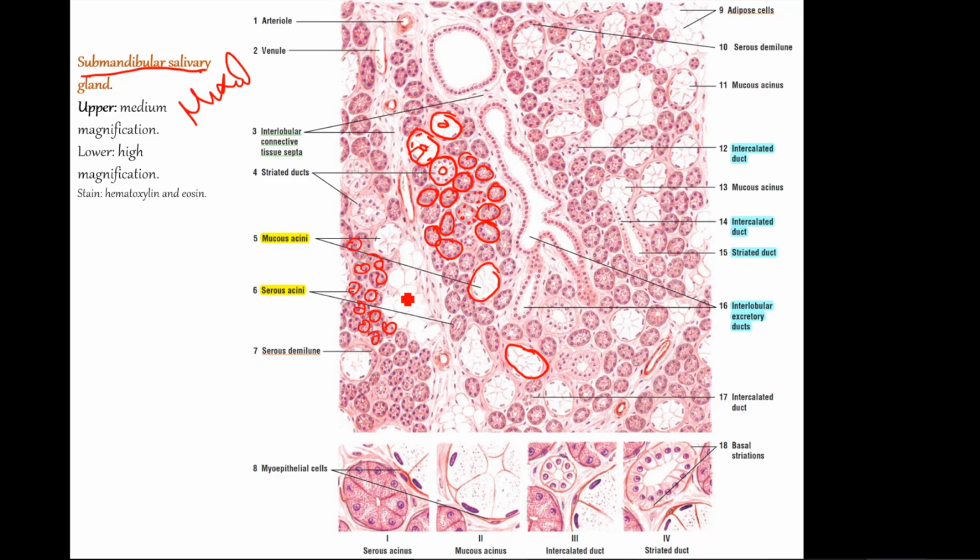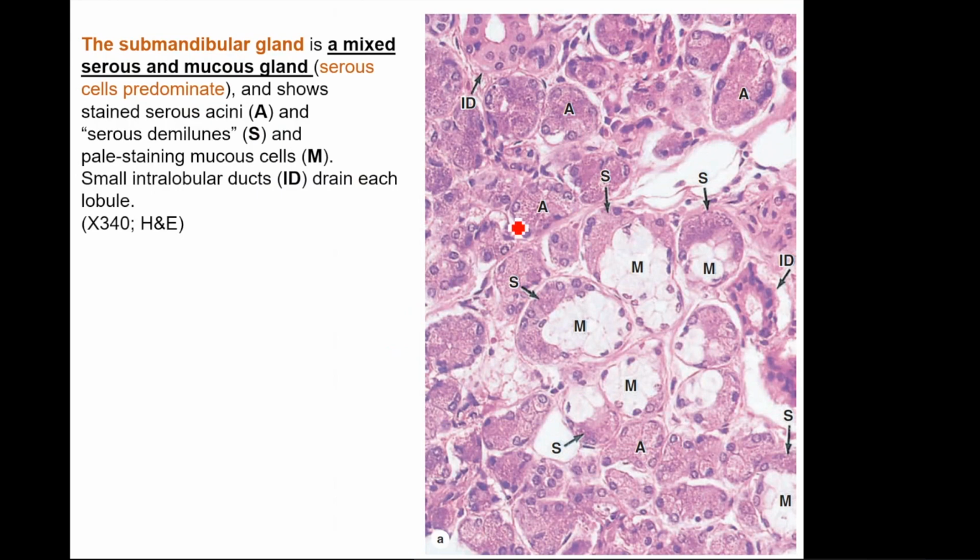Of course, these are adipose cells, don't look at them. Look at these ducts, striated ducts. You can differentiate them from serous or mucus. Again, submandibular, mainly serous, but we have mucus, and we have mixed, serous and mucus.